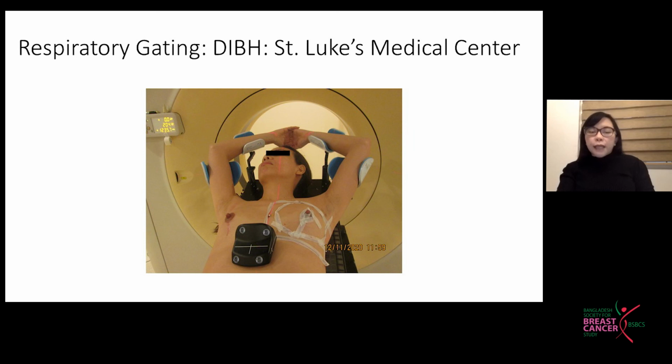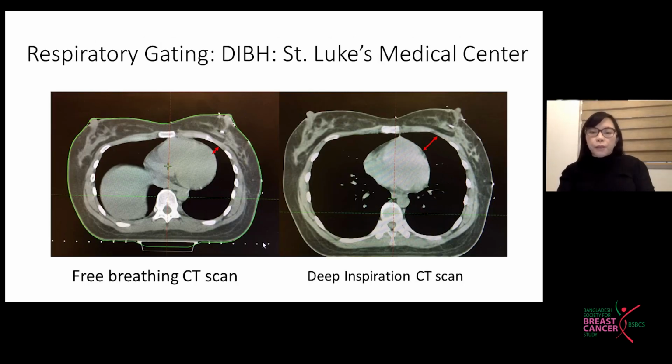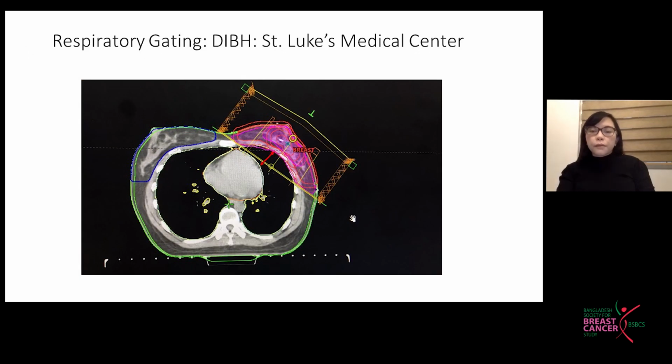So we take 2 CT scans, one during free breathing and one during deep inspiration. So here is the actual CT scan of one of our patients. One in free breathing on the left and one in deep inspiration on the right. As you can see, the heart really does separate from the chest wall. So the contours of the target and the OARs and the planning and setting of the fields are all done in the deep inspiration scan. We just use the usual mediolateral tangential fields for most of our patients.